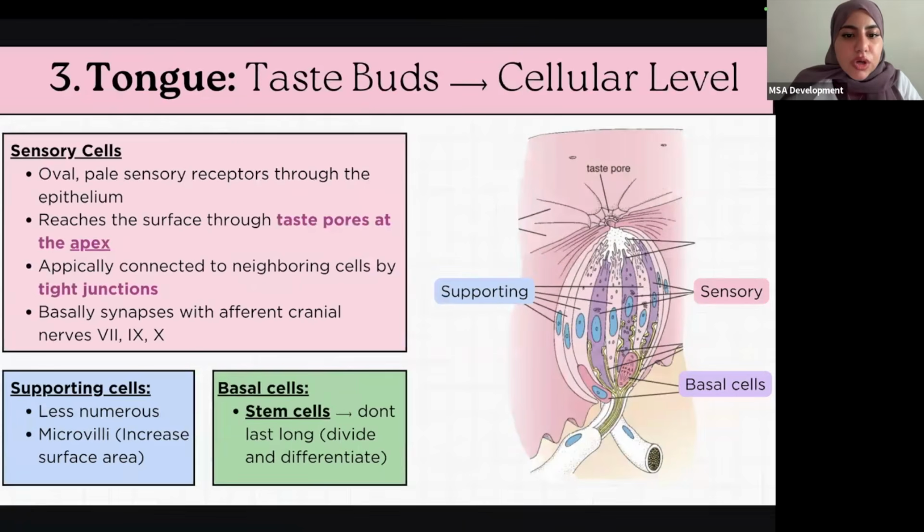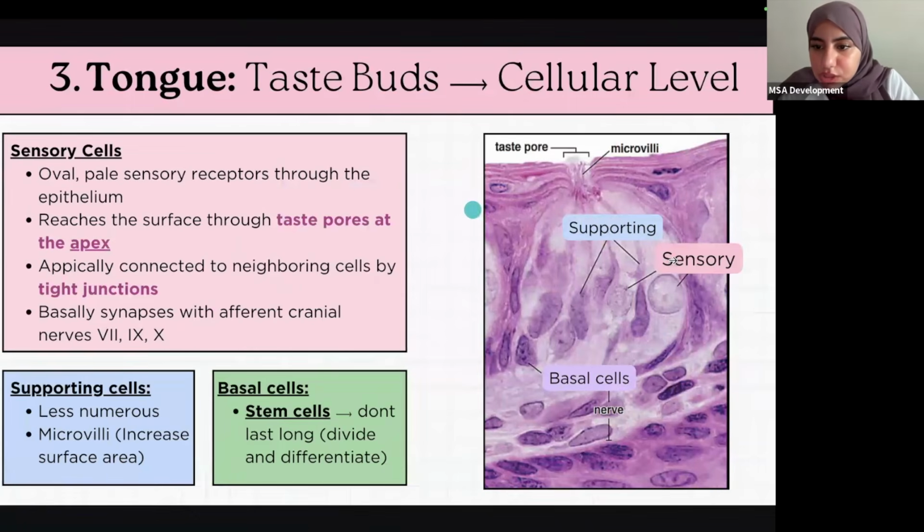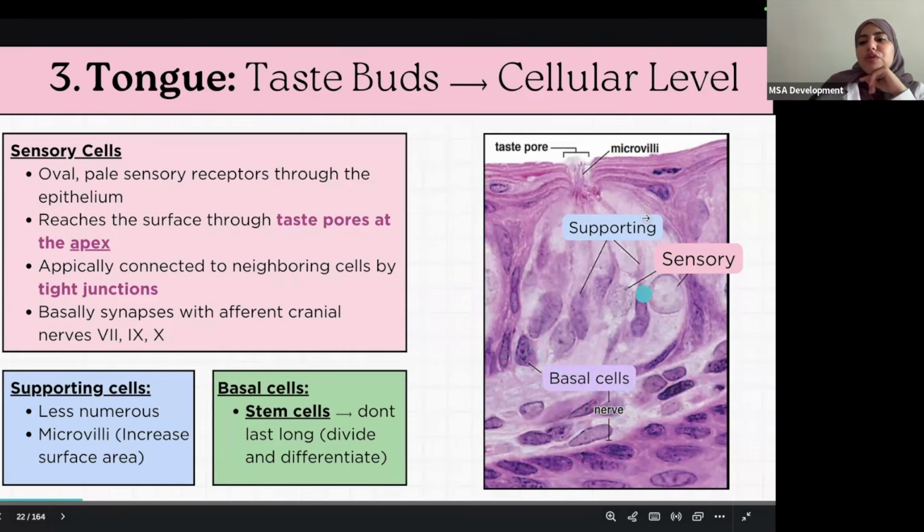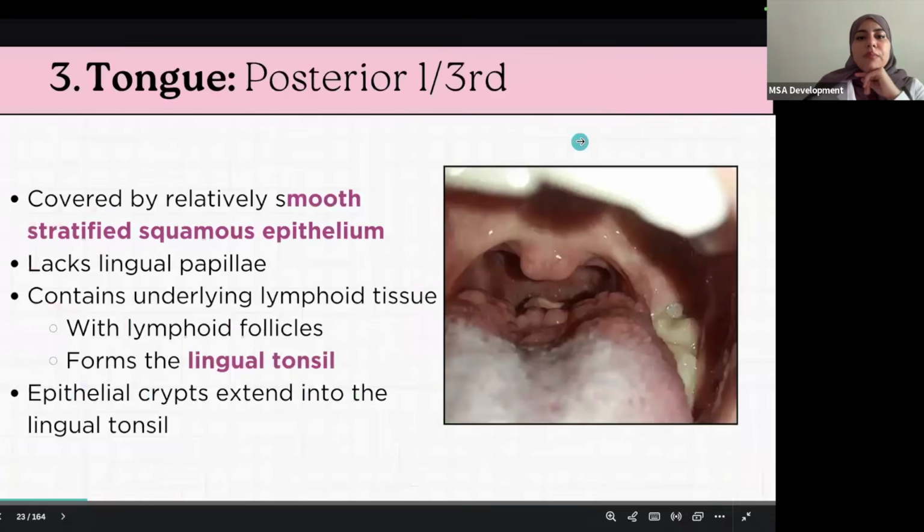And this is all you really need to know. And this is how it looks on histology. So the light ones, the pale ones, are sensory. As I said, I pointed at it correctly here. And then the supporting ones are the more darkly stained ones over here. And then the basal ones are, I guess, the ones that differentiate at the bottom. And then the nerves run over here and innervate through here. It's the taste bud. Okay.